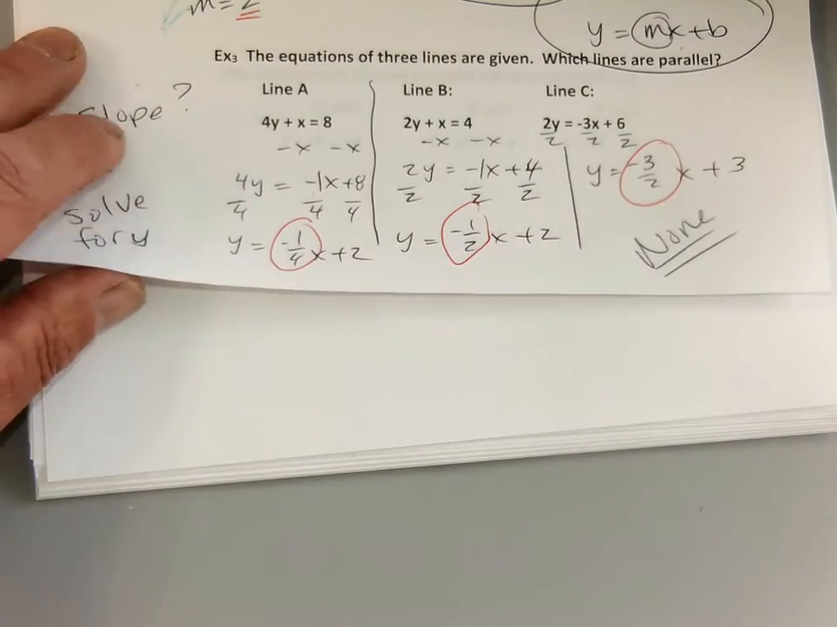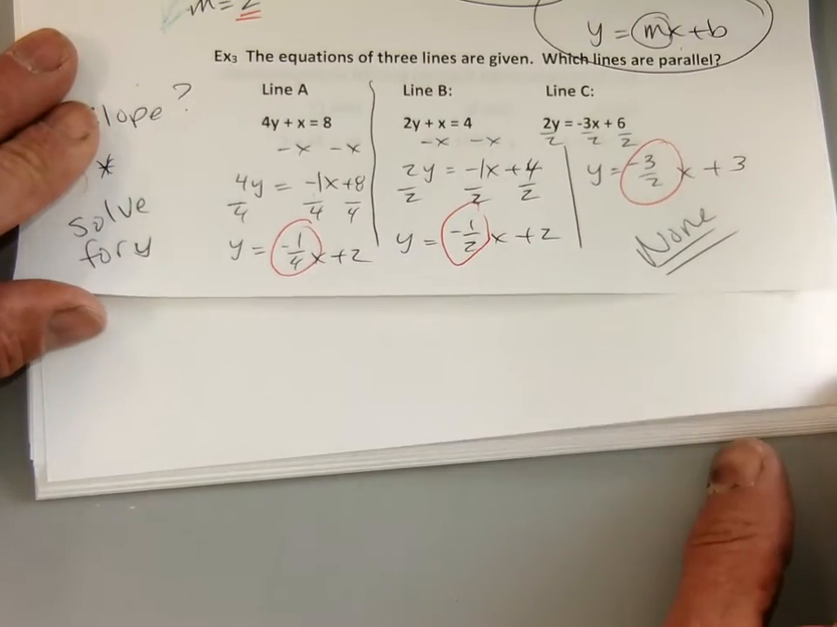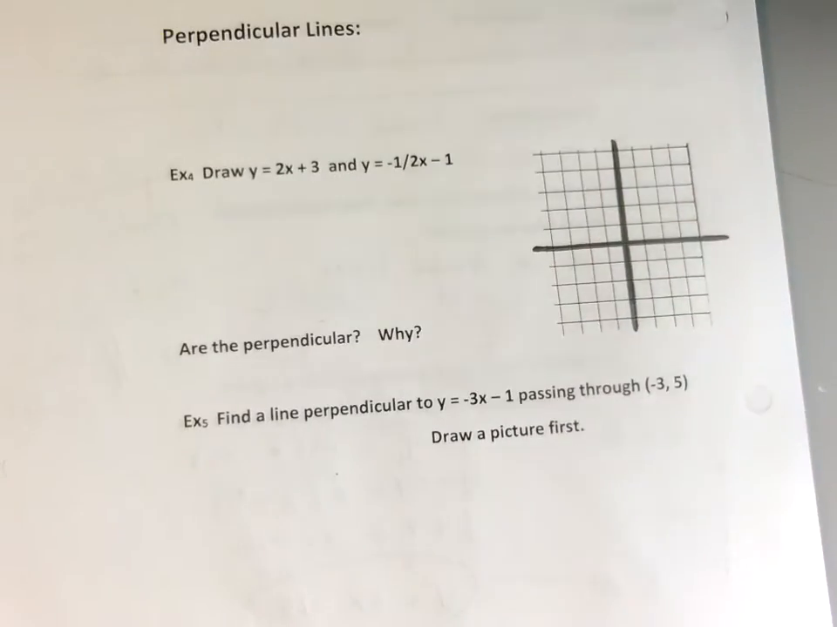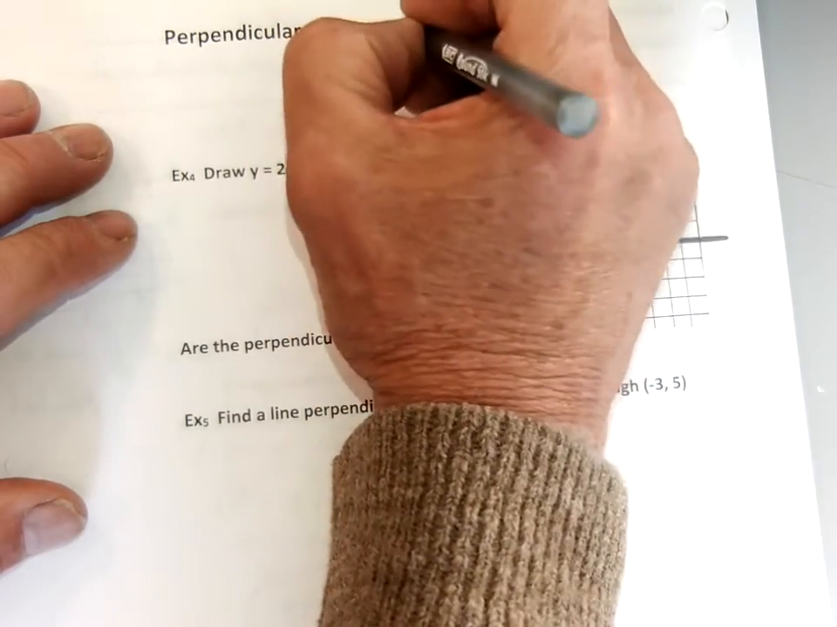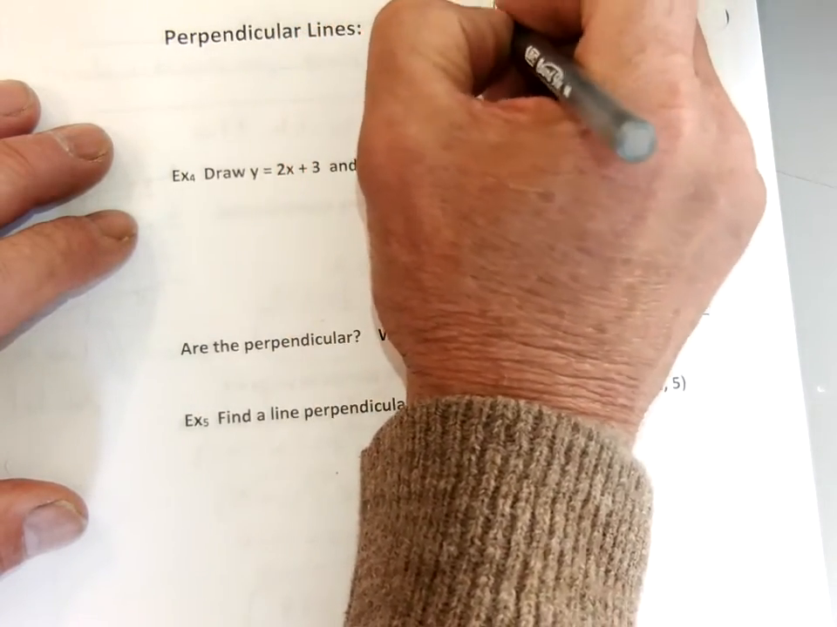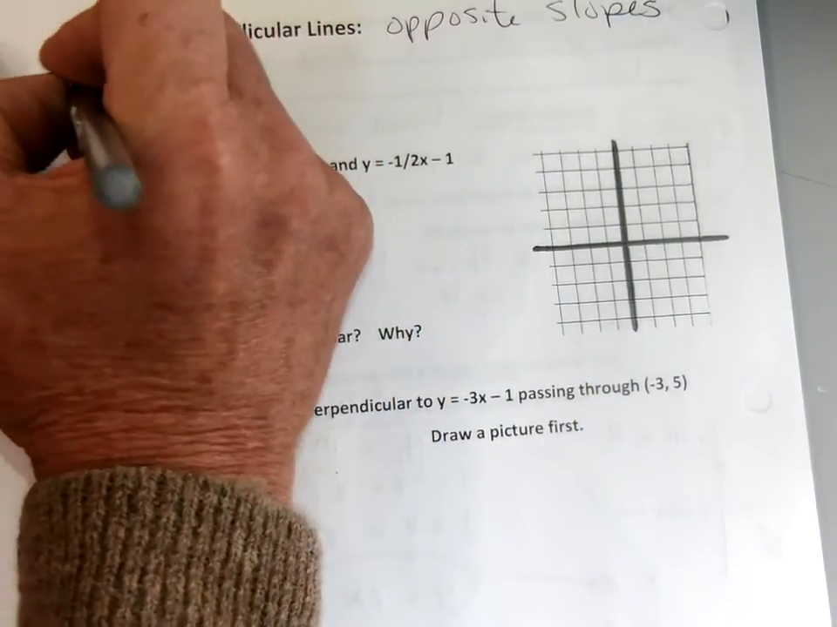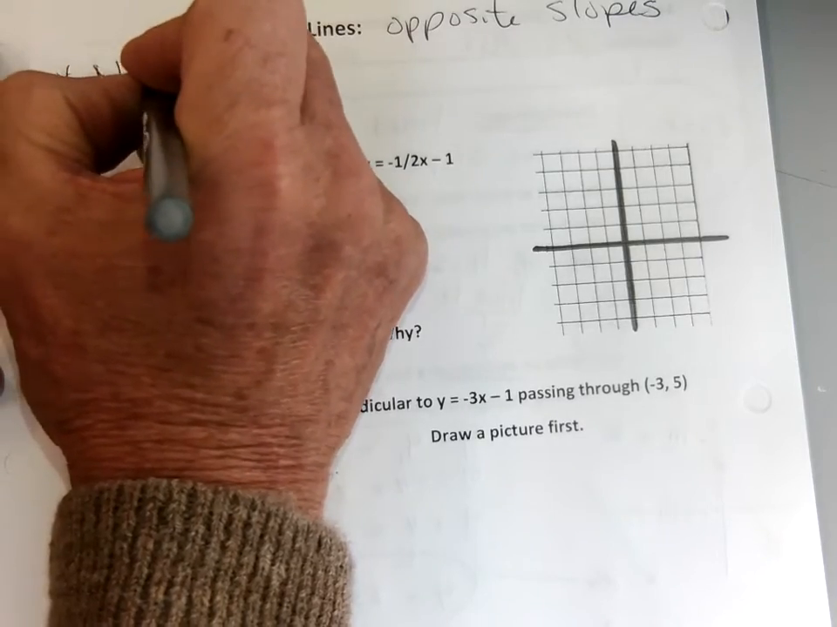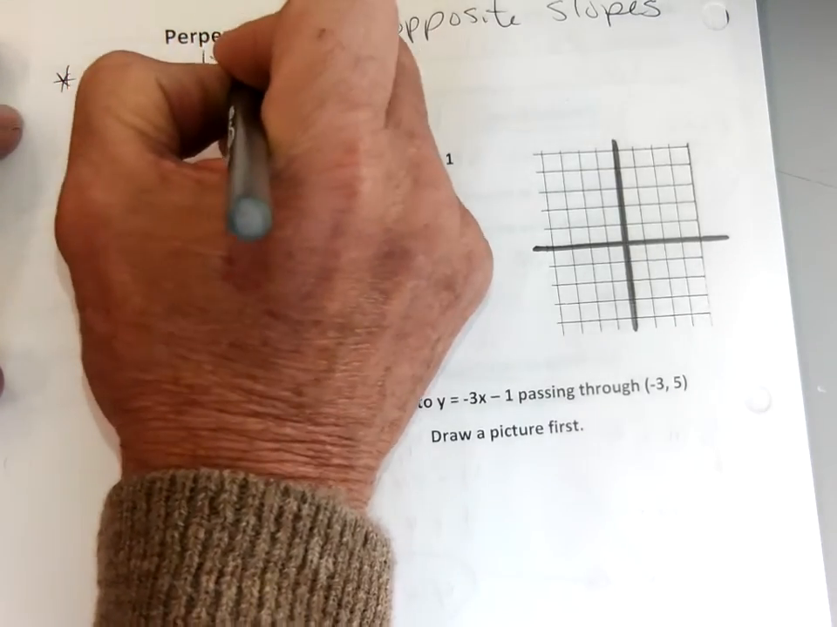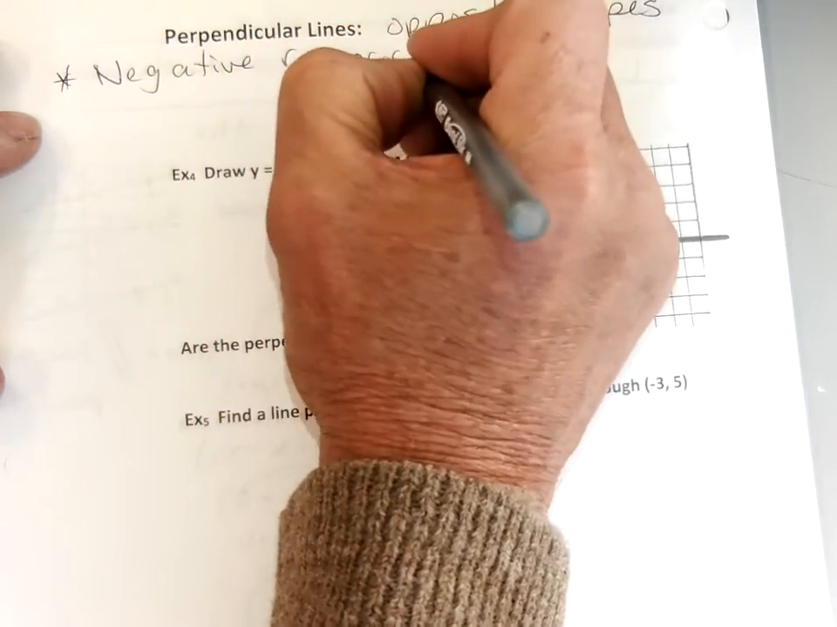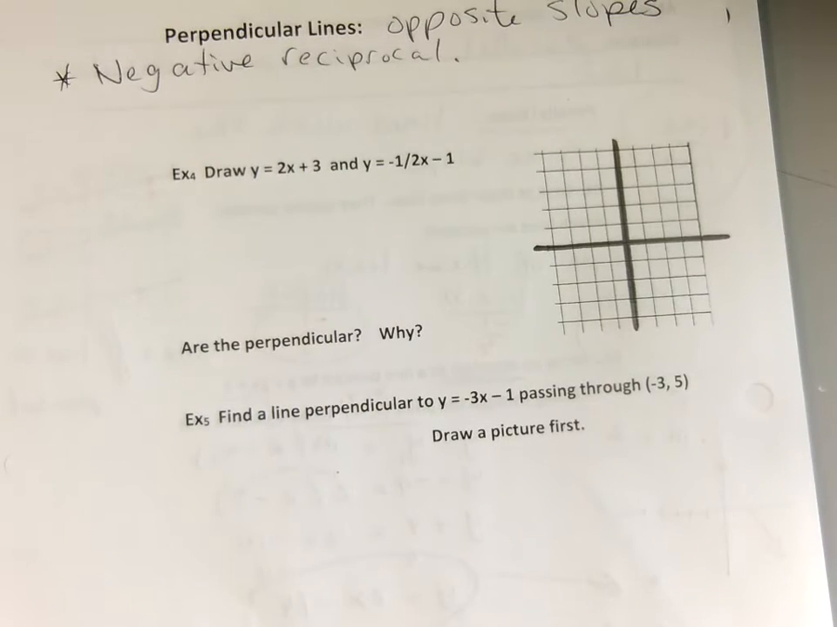Okay, let's turn the page and talk about perpendicular lines. Okay, perpendicular lines. Now we have to be careful. I'm going to say they have opposite slopes. Okay, now I'll give you an example. It's called, mathematically, the negative reciprocal. I'm going to show you a couple examples. Okay, so write that down. If they're perpendicular, they have negative reciprocals.